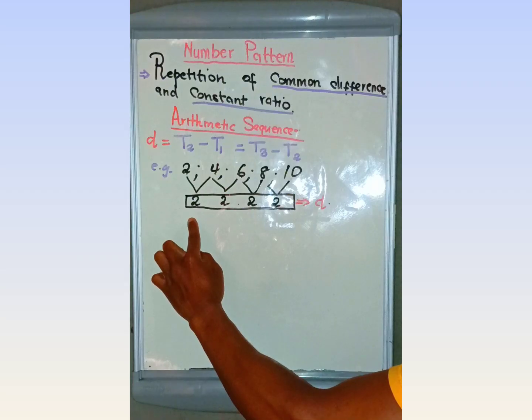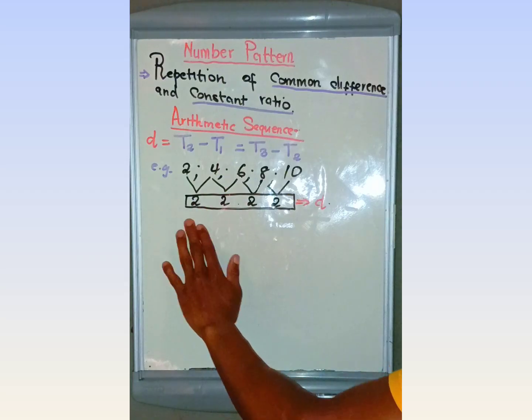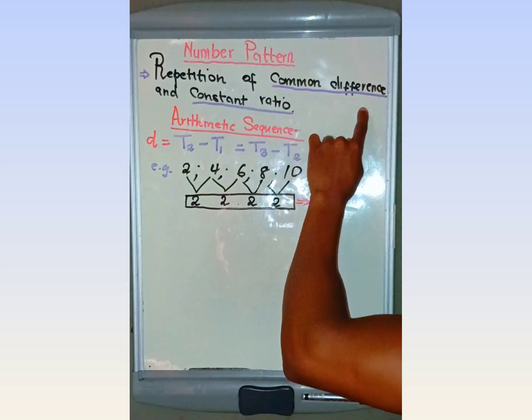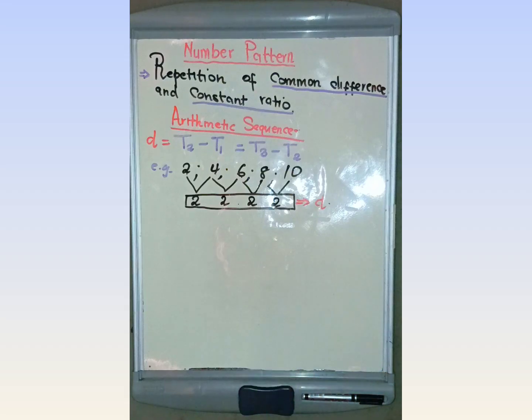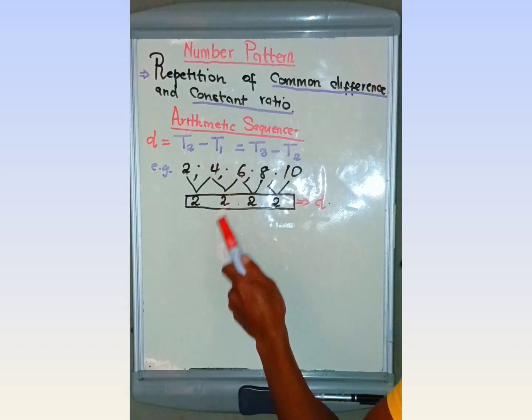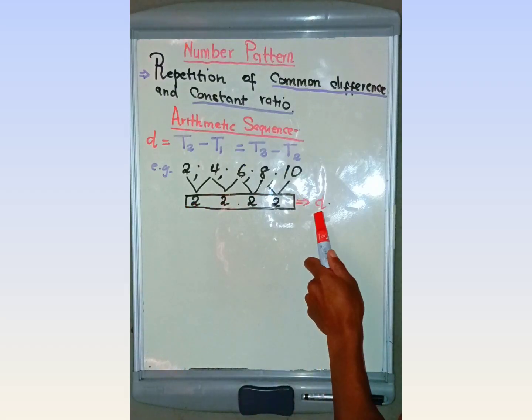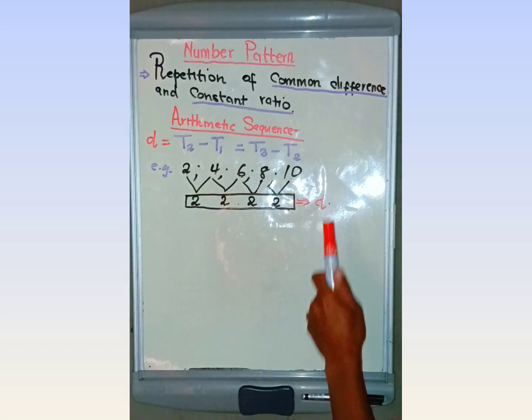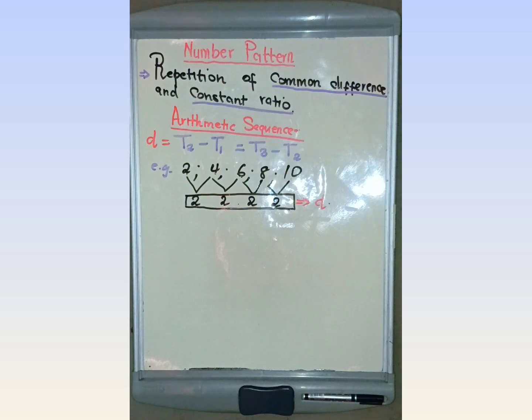But here in grade 12, we don't call it an interval, we call it a common difference. A common difference is a space between two consecutive terms. Therefore, that space we call the value of D, a common difference. It's very important to take note of that.